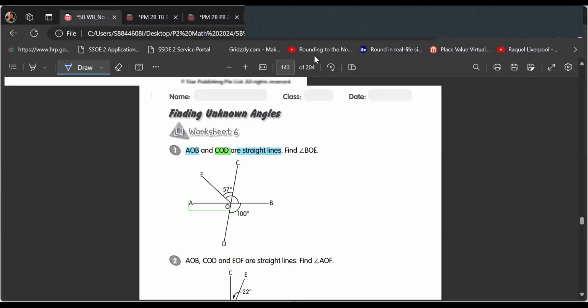Can we try question 1 on your own? Just one question. Okay, question 1. No need to do the rest. Now, what I need you to do is to first identify what properties can be used. So just now we said there's one property that is angles on a straight line. What's another one? Because here says AOB and COD are straight lines. And then these two lines cut across each other. What property do you think you need? Vertically opposite angles. Very good.